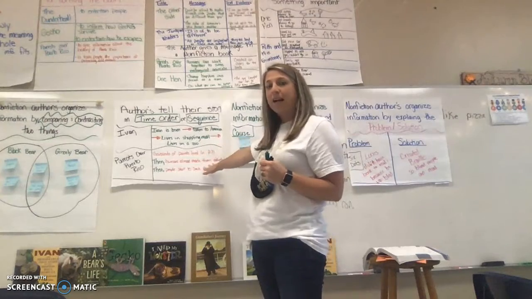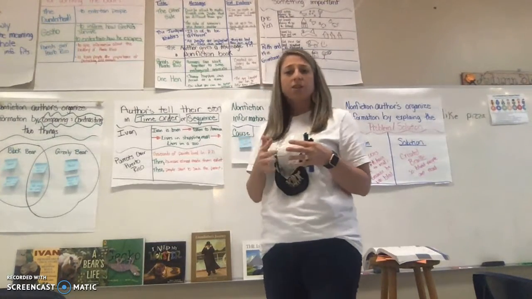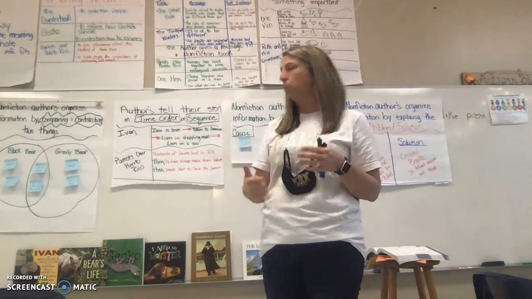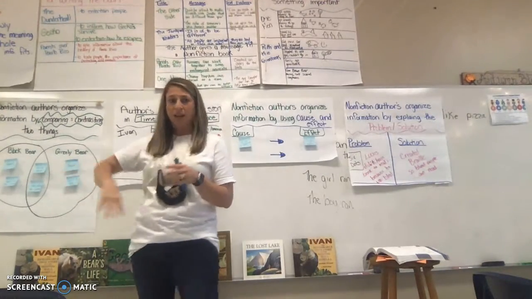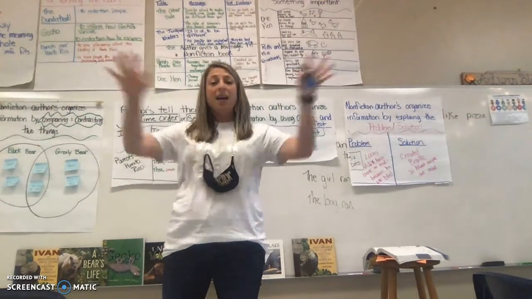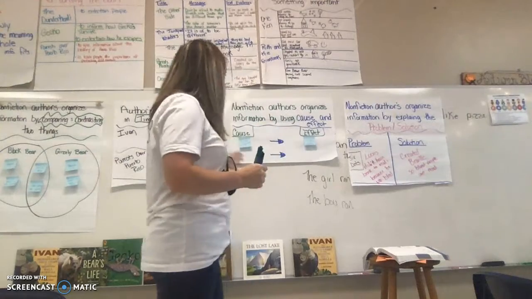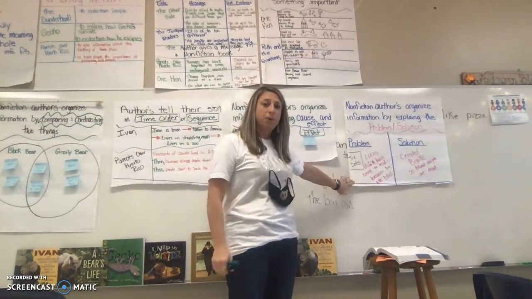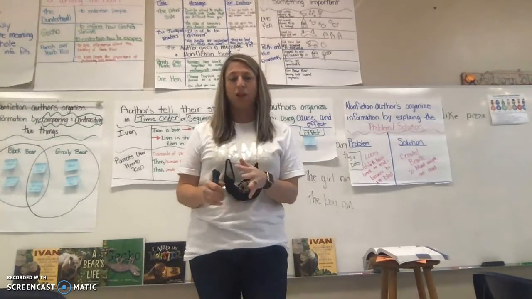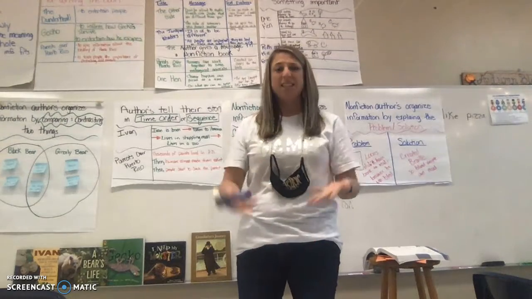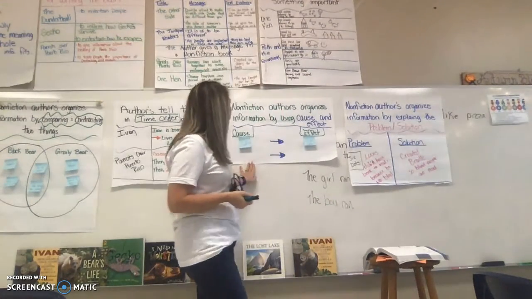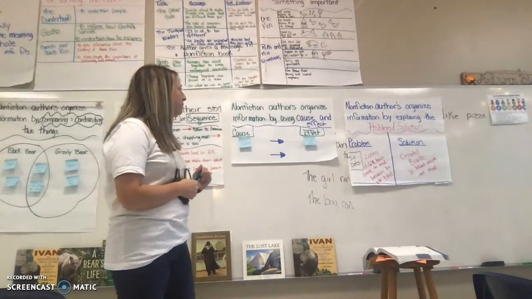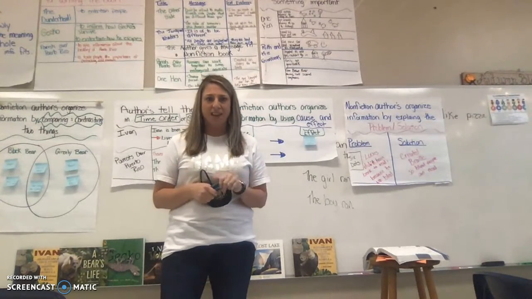We talked about a time order structure, where the author tells the story in a sequence order. Sometimes they compare and contrast something. They talk about how they're the same, and they talk about how they're different. Yesterday, we talked about a problem and solution. Like sometimes an author will give me a problem, and then he tells me how to fix the problem. And then sometimes, the one we're going to talk about today, is authors organize information by using cause and effect.